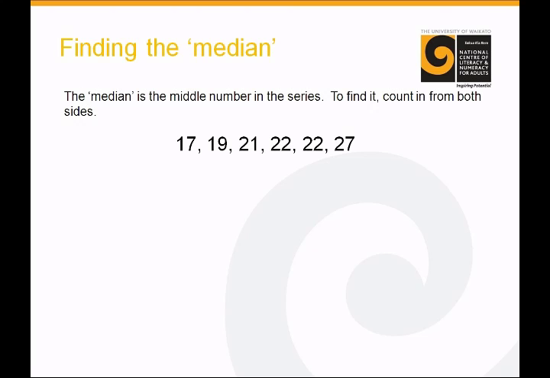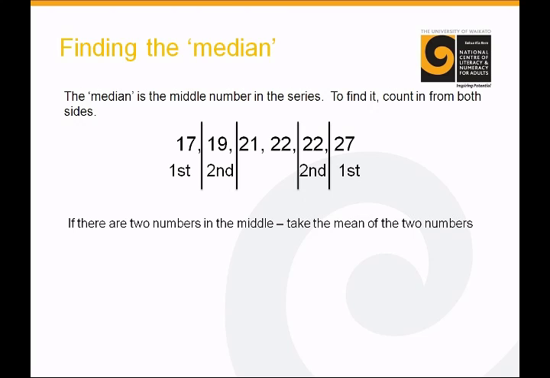Finding the median. The median is the middle number in the series, and to find it you can count in from both sides. So we've got the first numbers there, second numbers, and we're left in the middle with 21 and 22. If there are 2 numbers in the middle, take the mean of the 2 numbers, which would mean we add those 2 together and divide them by 2. That would give us the median, 21.5.